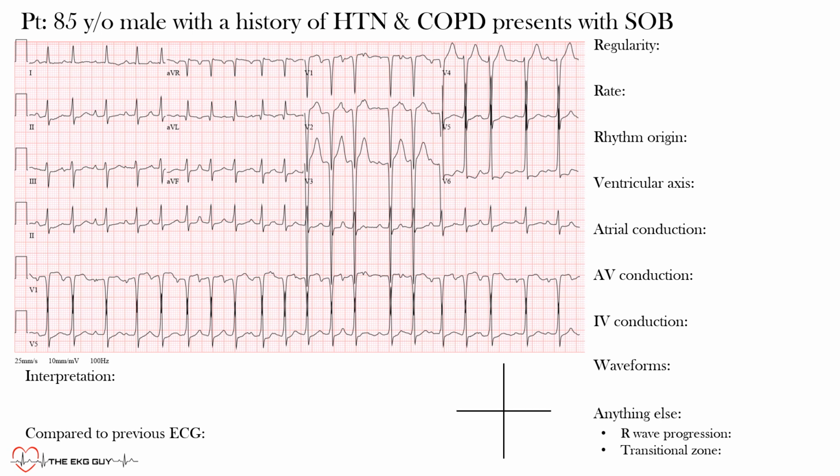Next, we have the heart rate, in which we simply want to determine the rate of the rhythm. Then we have to look at the rhythm origin. That is, where in the heart is the rhythm actually originating from? Then we'll look at the ventricular or QRS axis, which could help us with our differential diagnosis. And then there is the atrioventricular and intraventricular conduction, looking at if conduction is normal or abnormal in any area of the heart. Then we have the waveforms, which would be all the waves, the segments and intervals, and lastly, anything else, meaning is there anything else that we've missed or still need to mention, where we'll look at the R wave progression and transitional zone in the precordial leads.